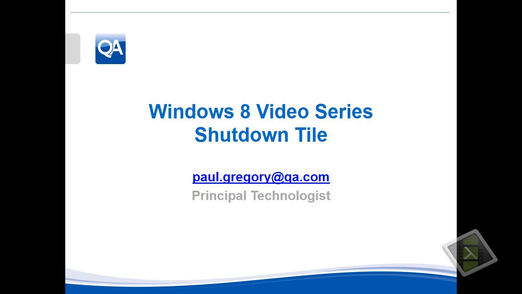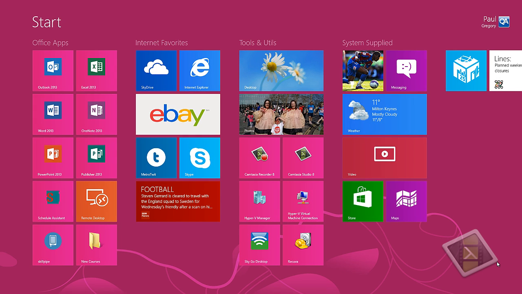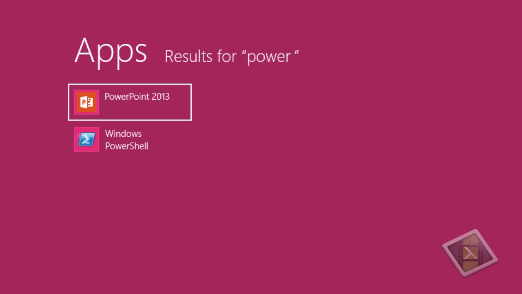Welcome to this video looking at creating a shutdown tile on Windows 8. This is often regarded as being quite useful on machines that are not optimal Windows 8 hardware, because shutting a Windows 8 machine down in a traditional way has become slightly more cumbersome. So there's been a script released on the TechNet website which allows you to actually make this much easier.